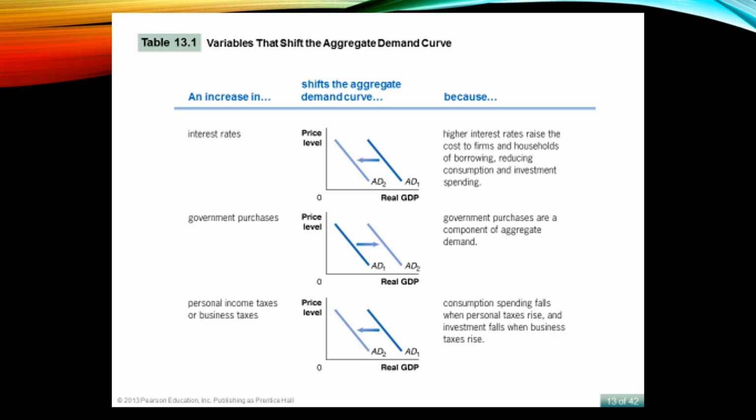Now, if there's an increase in taxes, well, that leaves households with less disposable income. It also results in a lower level of consumption. And if firms have to pay higher taxes, that's going to affect their budgets, which is going to reduce their level of investment. So we shift the aggregate demand curve to the left.